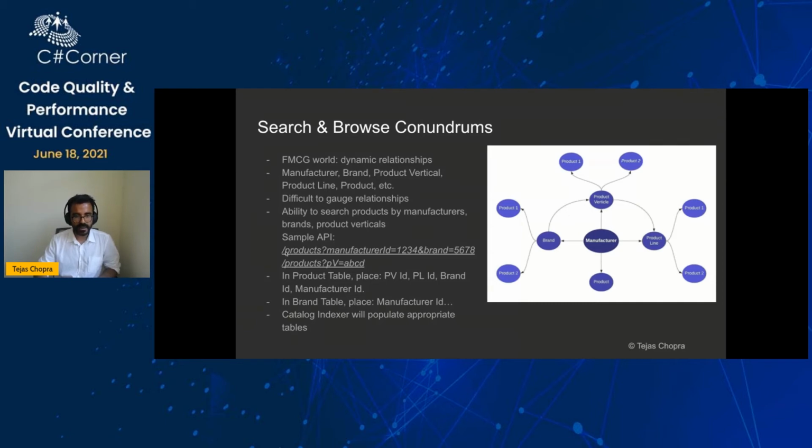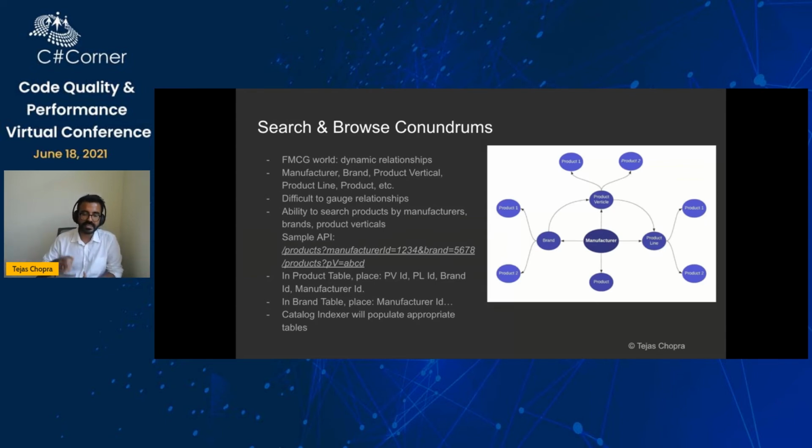What we wanted is the ability to search products by one of these attributes. So if you wanted to search a product by manufacturer, you would have products by manufacturer ID and brand ID, or products by product vertical. To allow building such a system, we had to have a lot of secondary indexes in these DynamoDB tables so that you can search a subset of products from this humongous list of products.